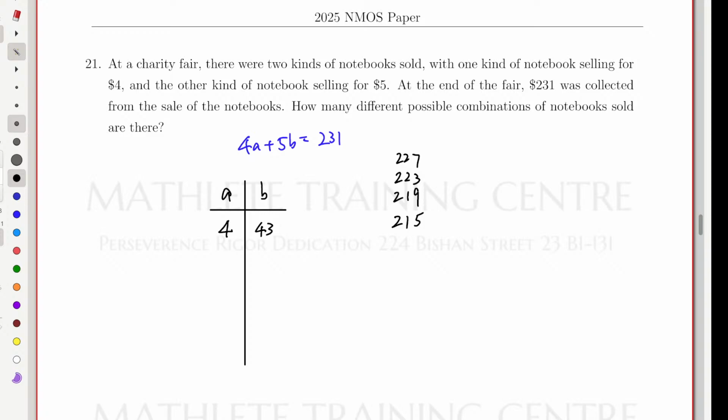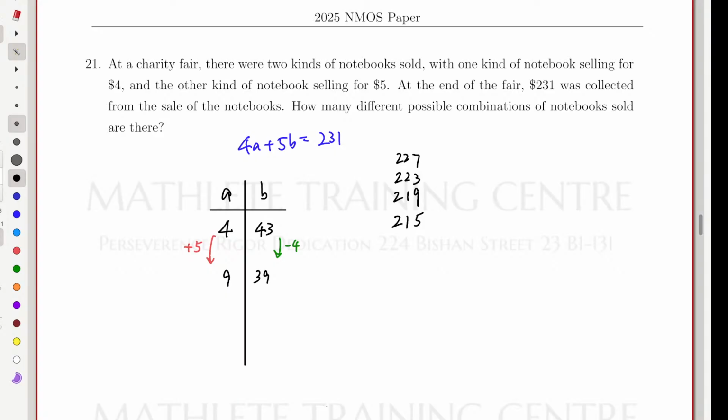After we get 4 and 43, how can we get the rest of the numbers? Well, we still need to make sure that 231 minus 4A is a multiple of 5. And the only way you can keep it as a multiple of 5 is when you add 5 to A. If you add 5 to A, you can keep a multiple of 5 for B. And then correspondingly, B will have to minus 4, because you have increased by 4 times 5, you have increased by 20 here. So same thing, you must decrease by 20 over here.